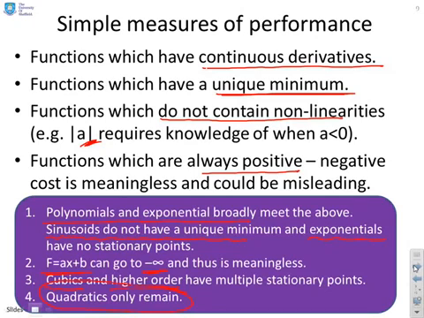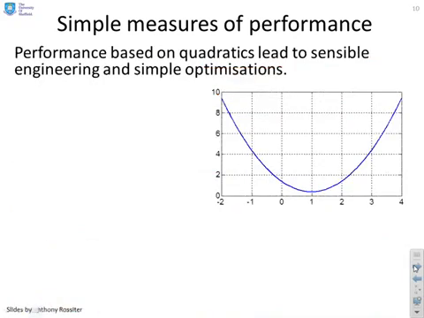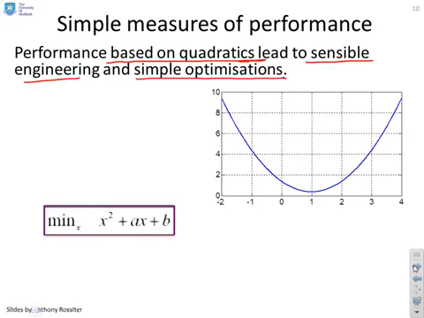However, when you're working in industry, what you find is there is a criterion that says simpler the better on average. And you'll find if you use other functions, you tend to find optimizations which are not as simple. And you only want to use the less simple if you have to, if there's a real benefit to it. So what we end up with is performance based on quadratics leads to sensible engineering and simple optimizations.